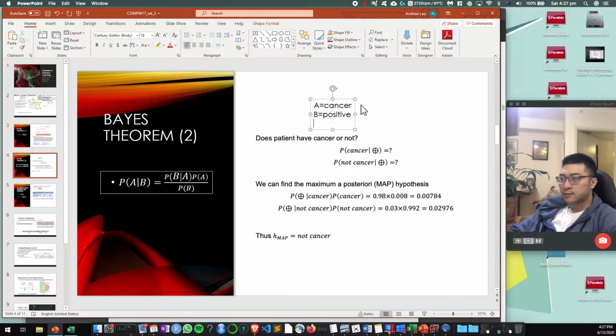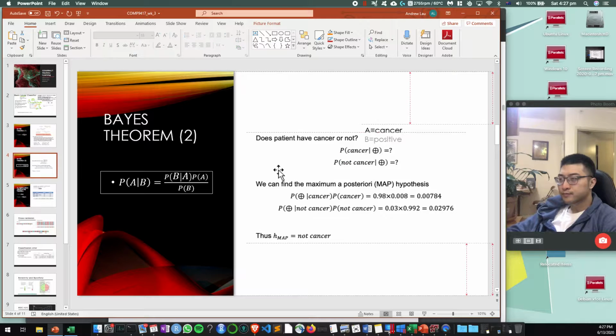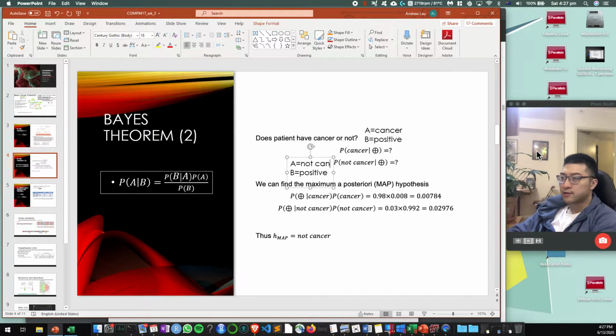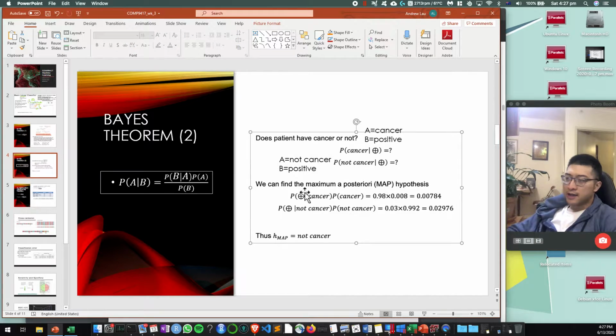Now in the second example, that's this one, it's probably not cancer given positive. The denominator is the same, so you can calculate this, but it's not necessary. Just ignore this maximum a posteriori. Find the maximum a posteriori hypothesis. I'm pretty sure I'm not saying that right.